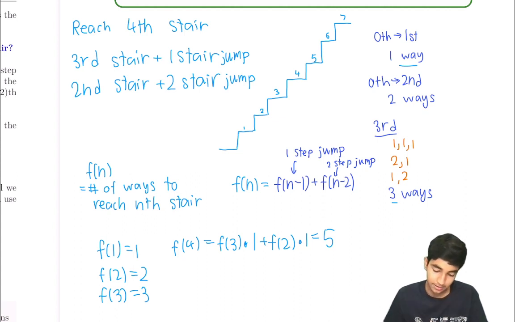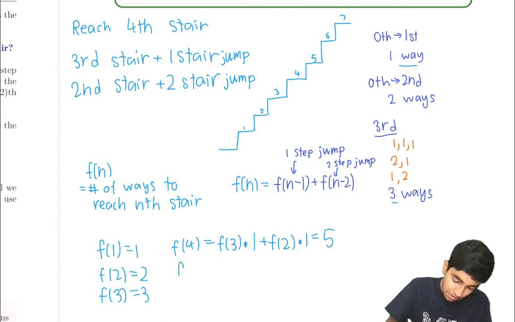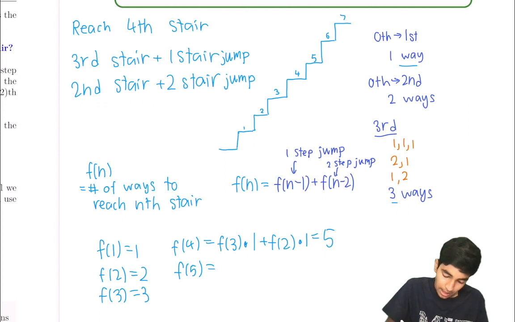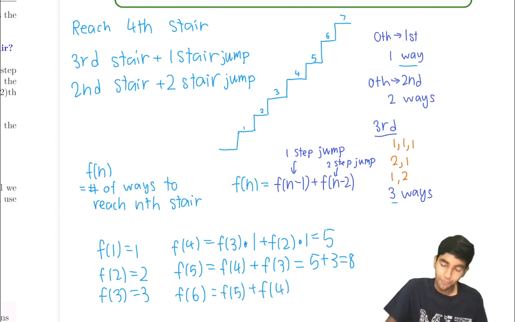And we already used this here. f of 4 is f of 3 plus f of 2, right? Now f of 5 is equal to f of 4 plus f of 3, right? That's 5 plus 3, 8. f of 6 is f of 5 plus f of 4, right? What we're doing is we're just plugging it in over here, right? f of 5 plus f of 4, and that's 8 plus 5, which is 13.